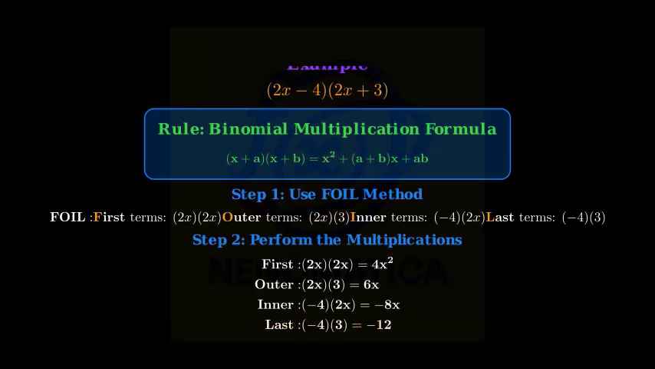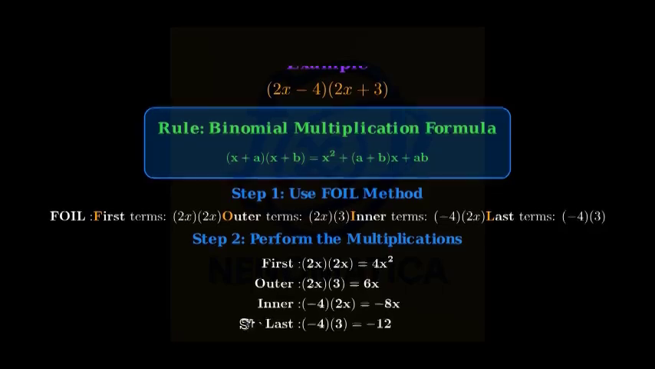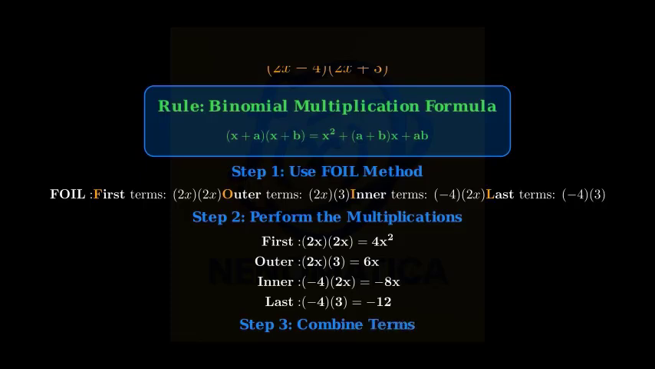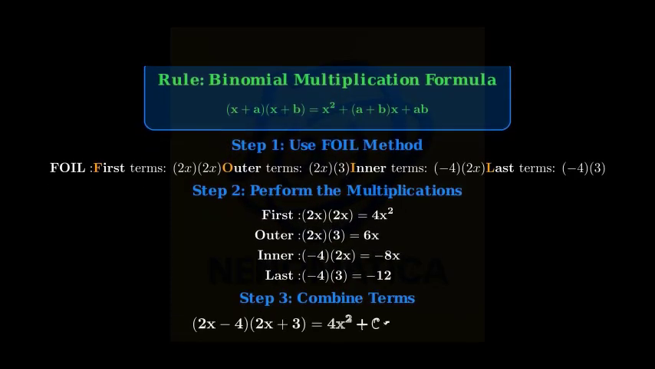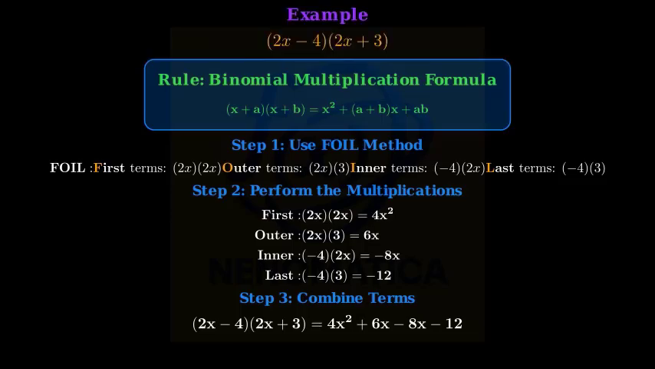Finally, we multiply the last terms. -4 times 3 equals -12. Now, let's combine all the terms from our FOIL method. The result of our expansion is 4x squared plus 6x minus 8x minus 12.